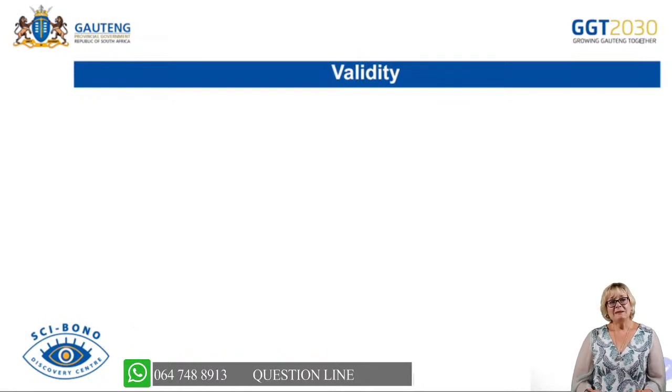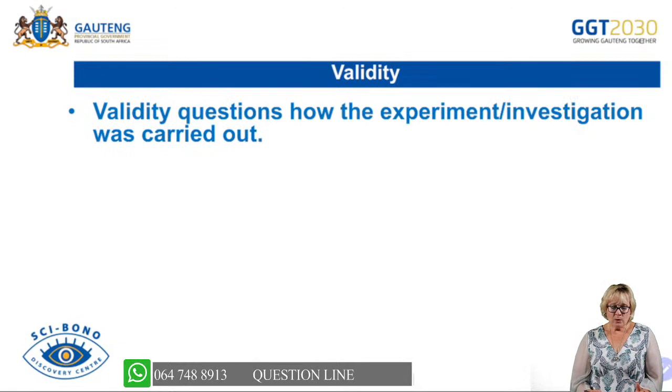Then we move to validity, the validity of an experiment. And what is validity? Validity questions how the experiment or the investigation was carried out. So this is about the method. How did they do it? Remember, reliability is about the results. Validity is about the method.